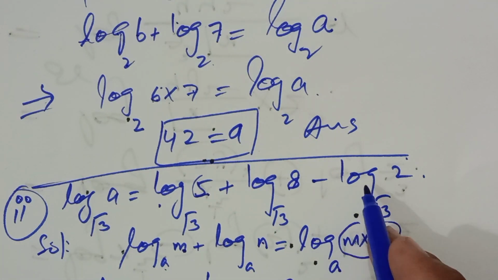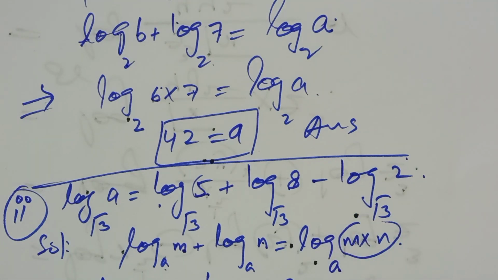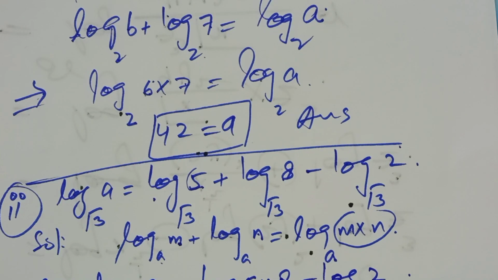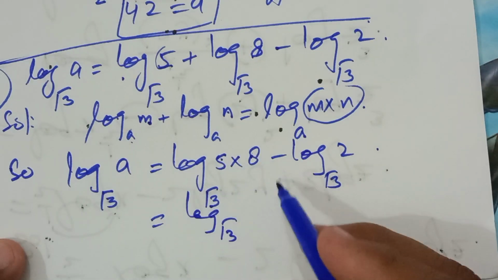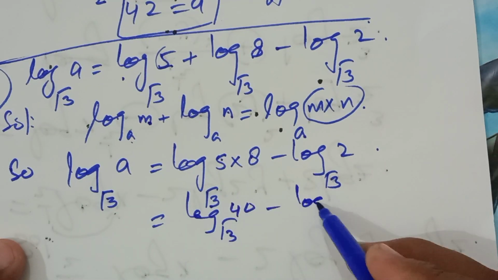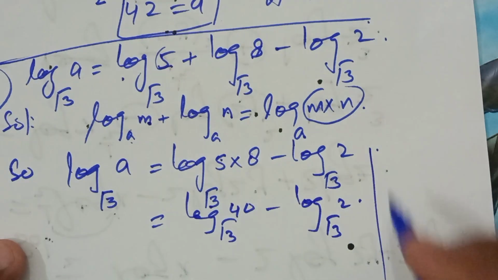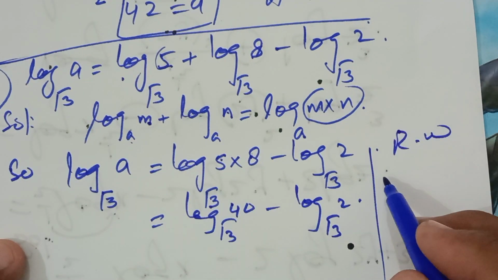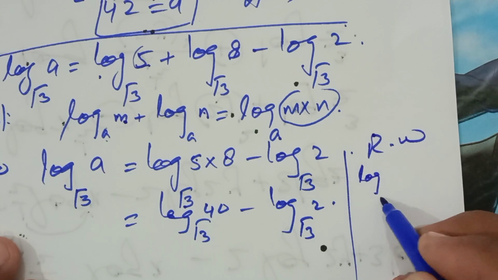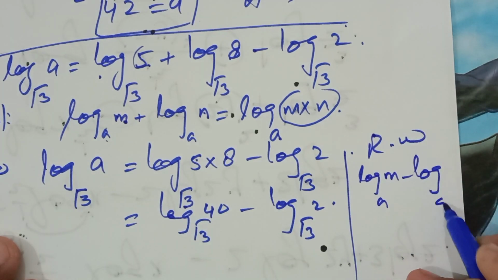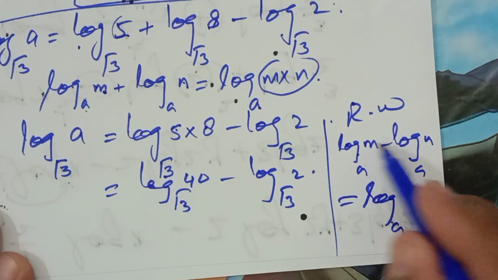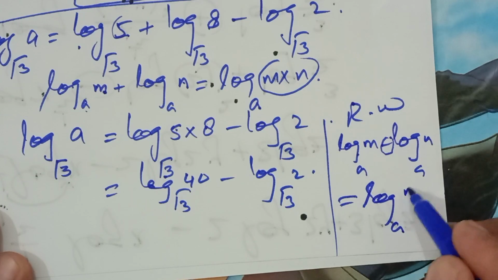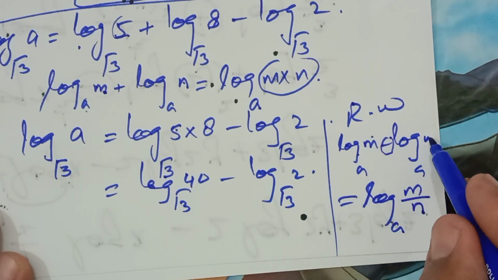The third term with the subtraction symbol remains the same: log with base root 3 of 2 remains the same. So log with base root 3 of 5 times 8, which is 40, minus log with base root 3 of 2. As rough work, applying the property: if we have log with base a of m minus log with base a of n, we can make it single with log with base a common, and if we have a subtraction symbol, we divide numerator by denominator.